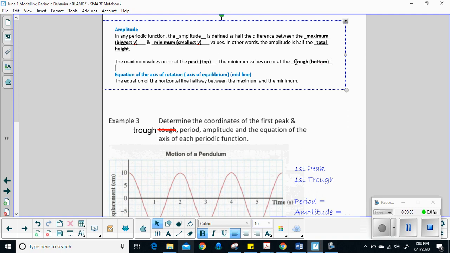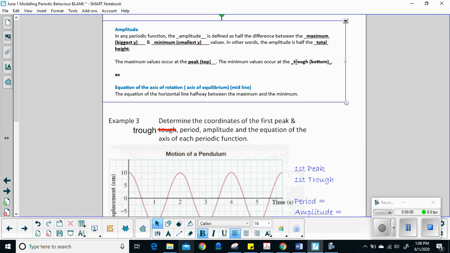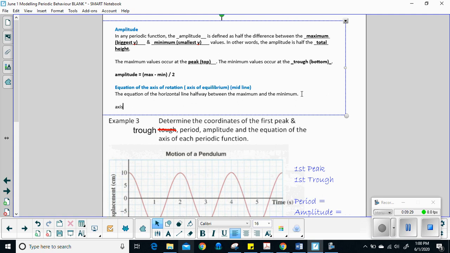Okay, and we're going to calculate that. Amplitude is going to be my maximum minus my minimum, and we're going to divide it by 2. One last important word before we move on: the equation of the axis, also called the axis of equilibrium, also called the midline, whatever, there's lots of words. It's the horizontal line halfway between the maximum and the minimum. So to solve for that one, we're going to take our maximum and add it to our minimum, and then divide it by 2. Okay, so let's do it.